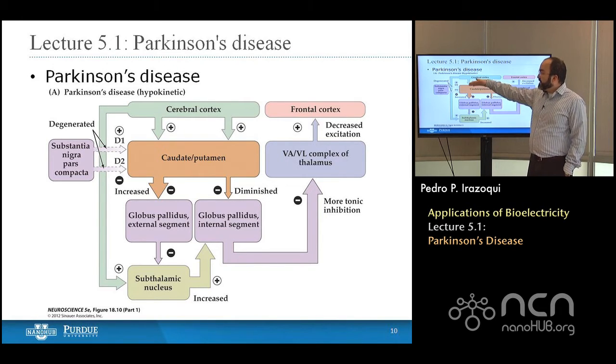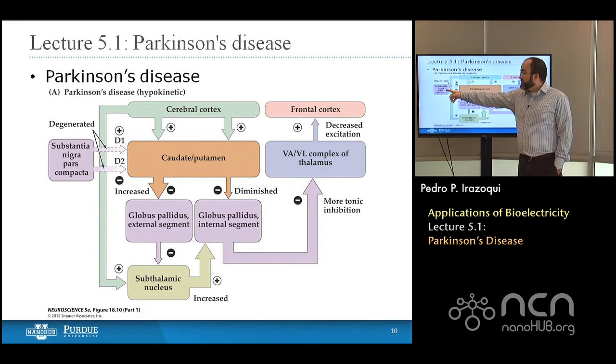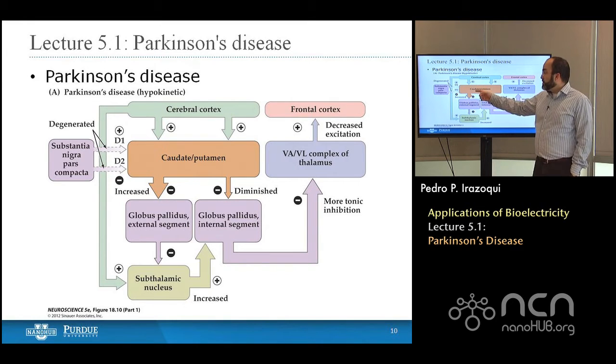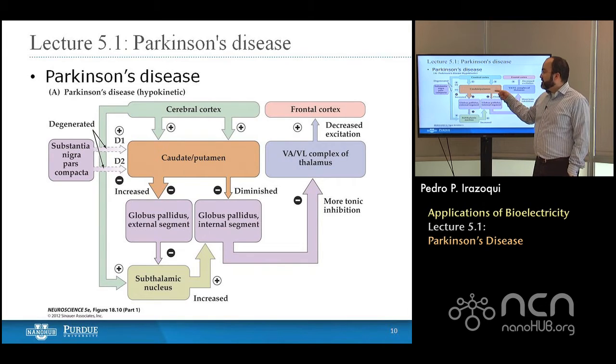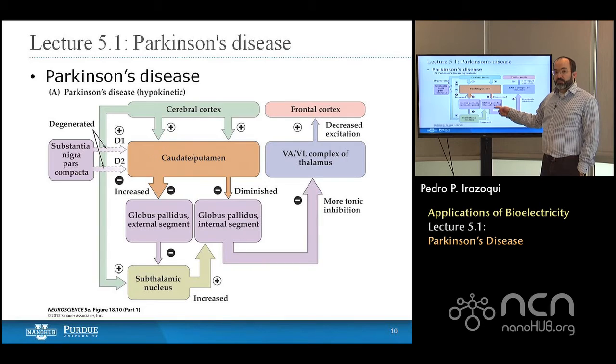So if you have descending cortical stimulation on the caudate putamen, that remains the same. The substantia nigra is damaged, so looking first at the direct pathway, you're going to have less excitation of this part of the caudate and putamen, which means the caudate putamen, because it's excited less, will fire less, but it is inhibitory. If it fires less, it's going to inhibit less, which means that the globus pallidus internal segment will be more active because it's being inhibited less.